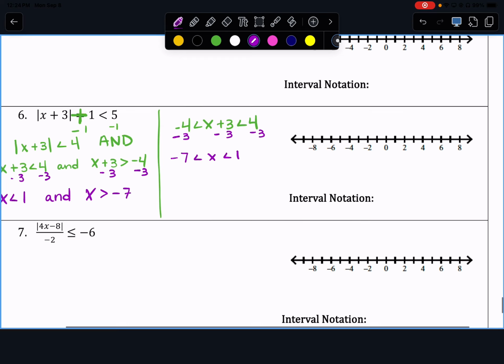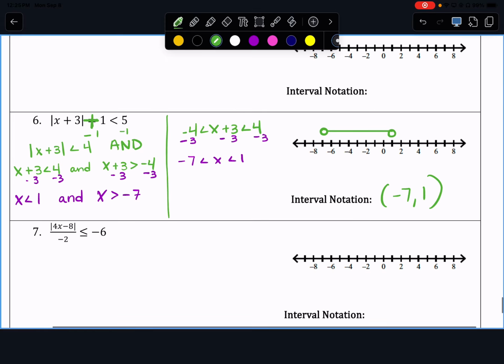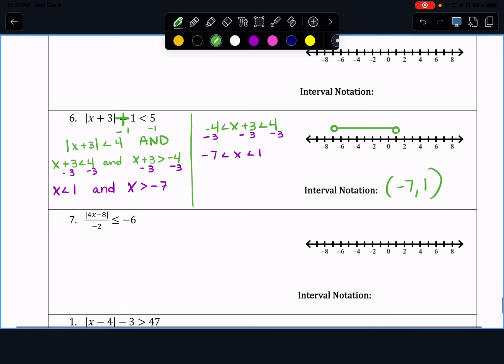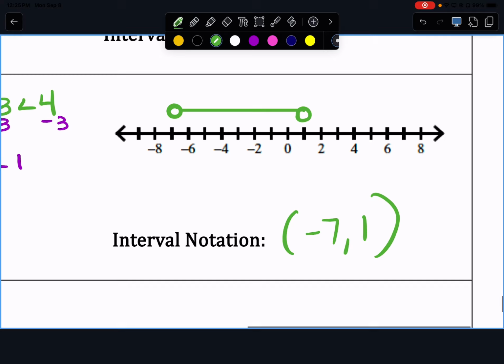So at negative 7, do I use an open or closed circle? Open. At 1, do I use open or closed? And does it go together or apart? Together. And what would my interval notation be? All right. Will an and ever go to infinity? Mm-mm. An and will stop between 2 points, always.